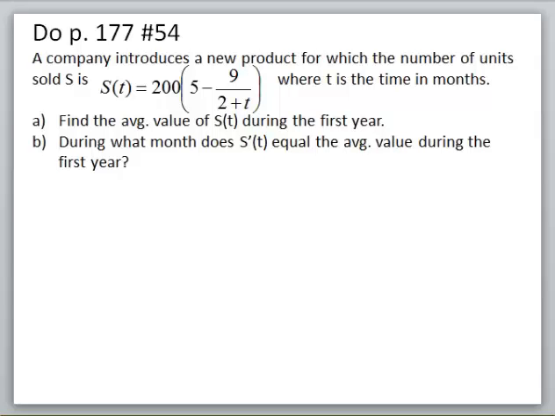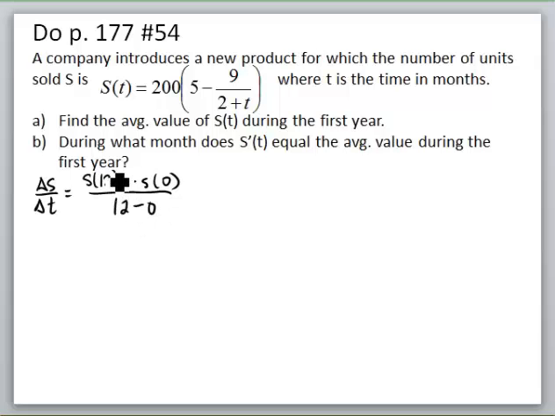Well, average value we know is defined as the change of S over the change in T. So I'll go ahead and write that, change of S over change in T. What's the change of S over the first year? Well, it'd be S of 12, so 12 being the number of months, minus S of 0 all over 12 minus 0.